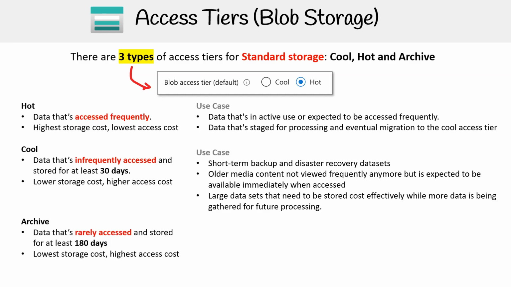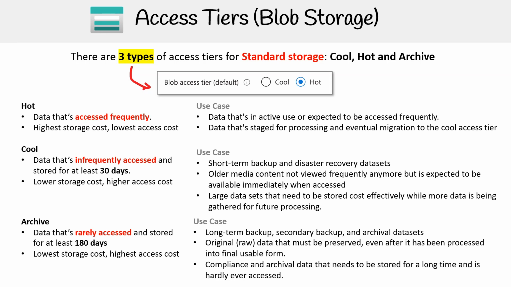Archive tier, best for data that's rarely accessed and stored for at least 180 days. It has the lowest storage cost, but the highest access cost. Use cases: best suited for long-term backup, secondary backup, and archival datasets, original data that must be preserved even after it has been processed into final usable form, and compliance and archival data that needs to be stored for a long time and is hardly ever accessed.